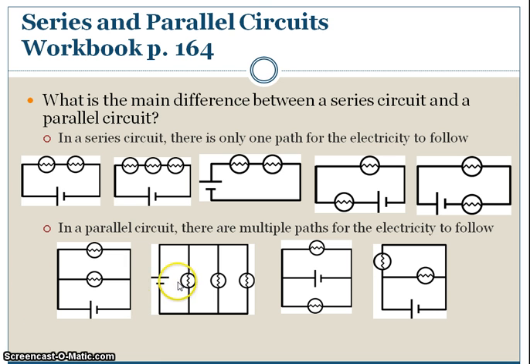Here you can see we have three light bulbs in parallel with each other. And this is another way to draw a parallel circuit as well, because you can see that there are still multiple paths for the electricity to follow back to the battery. And here, even though it looks a little bit different, this is still a different way to draw a parallel circuit.